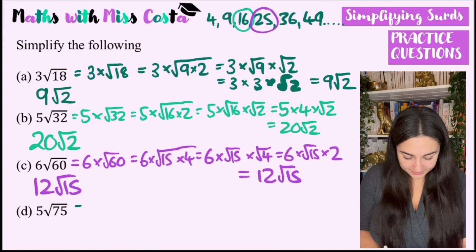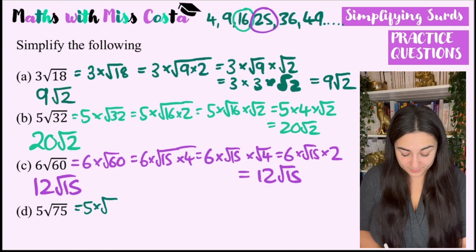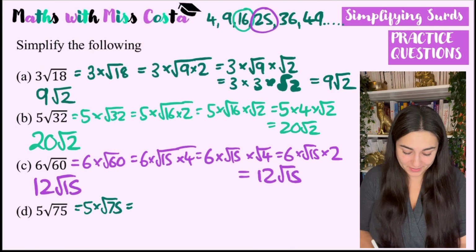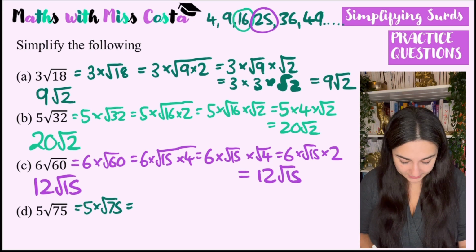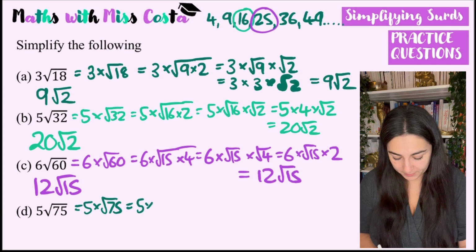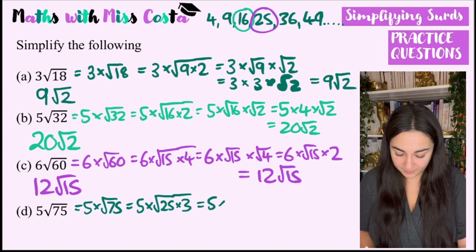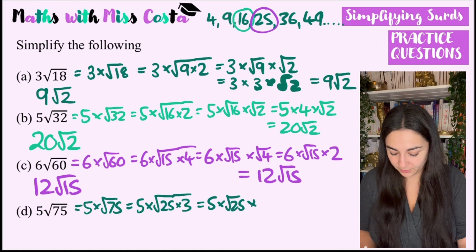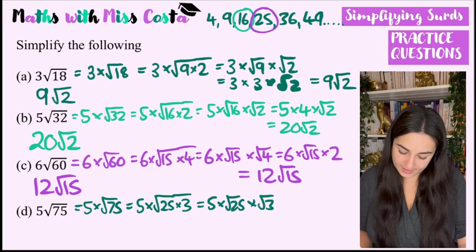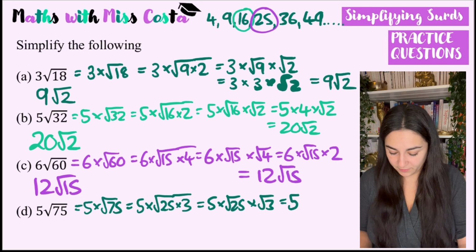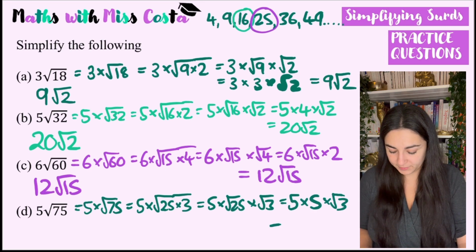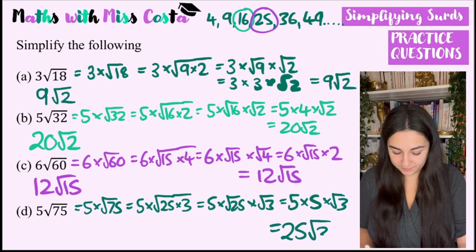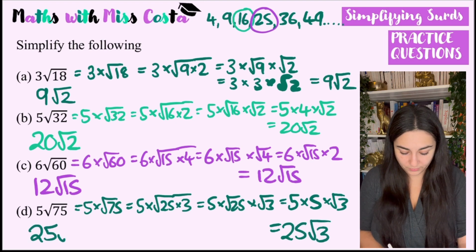And the final one. So I've got 5 root 75. So 25 goes into 75 3 times. So I'm going to write that as 5 times root of 25 times 3. I can split that up. So it's 5 times root 25 times root 3. And then I know that the square root of 25 is 5. So that would be 5 times 5 times root 3. 5 times 5 is 25. And I'm left with 25 root 3.